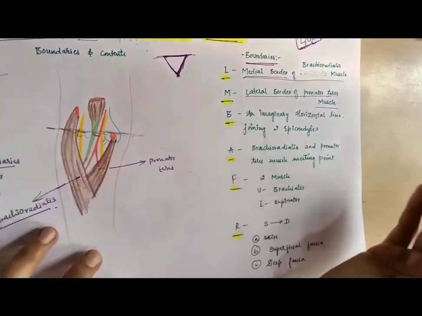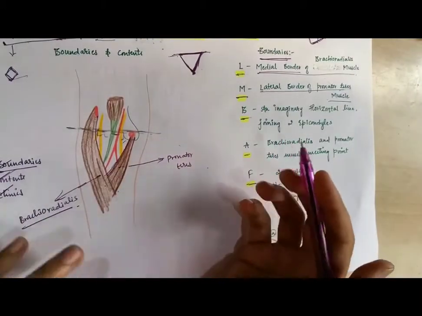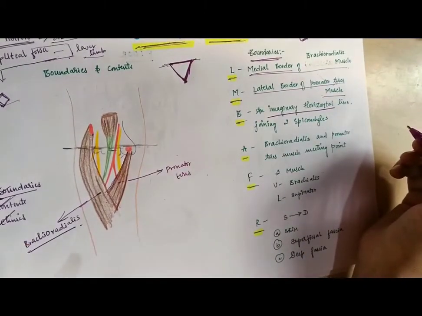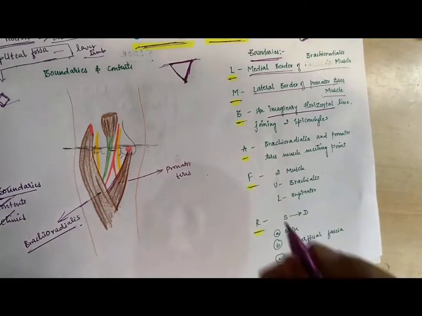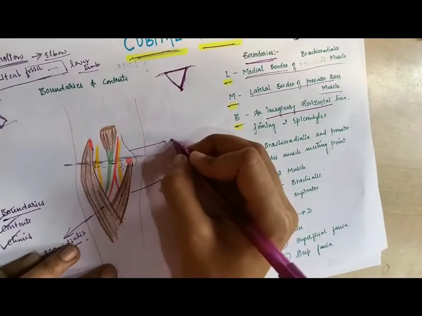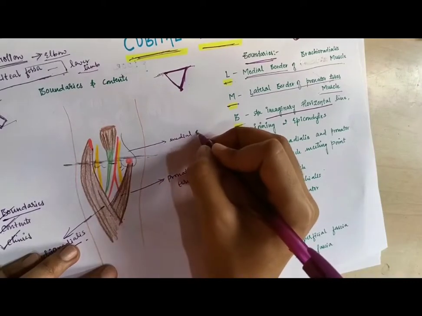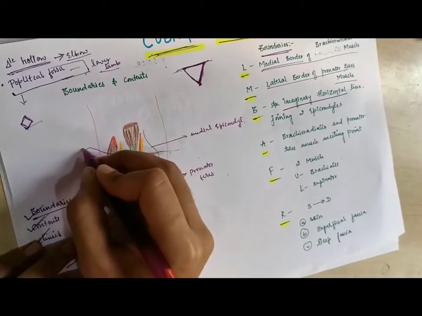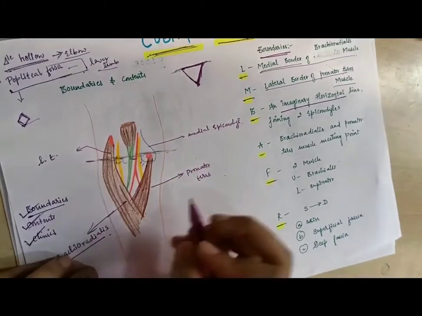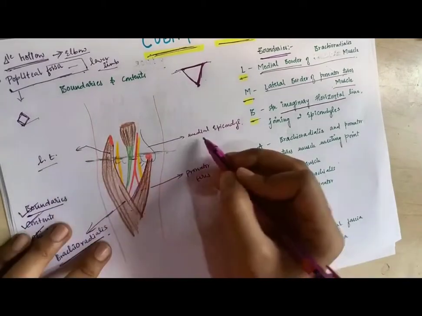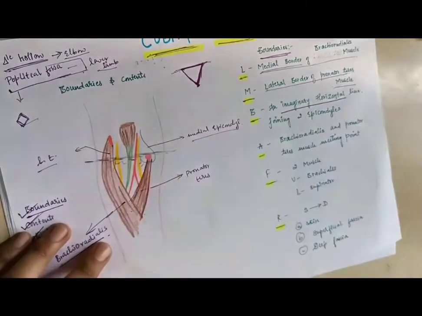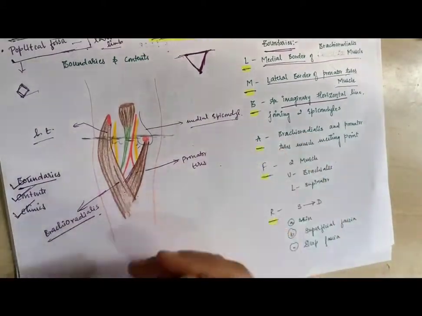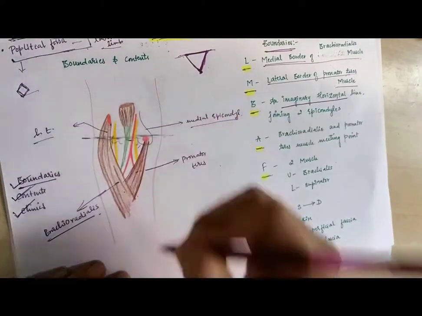And next, base. So what is the base made up of? Base is made up of neither the muscle nor the bone. It is made up of an imaginary horizontal line. So you must remember that the base of the cubital fossa is made up of an imaginary horizontal line which joins the two epicondyles. So here is the medial epicondyle of the humerus bone, and this will be your lateral epicondyle. And the line joining the lateral epicondyle and medial epicondyle will make the base of your cubital fossa. Clear?